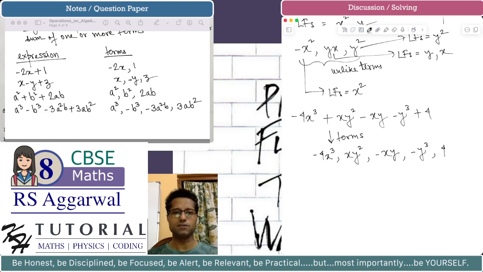Now another concept is a constant term. What is a constant term? A term which has no literal factors is known as a constant term. That is, a term which has only a numerical factor is a constant term. So this is a constant term. This is a constant term.